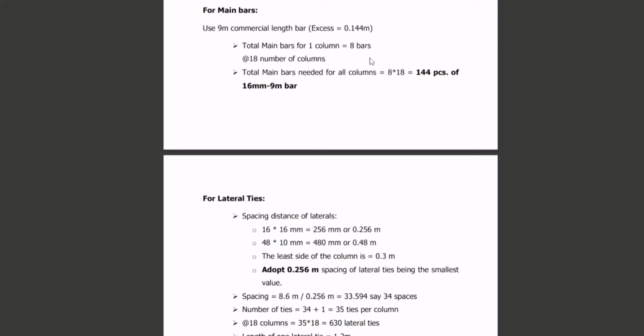So, unang gagawin natin, count natin yung main bars natin. So, main bars for column 1, meron tayong 8 bars. Then, for 18 columns, which is 8 times 18, so 144 pieces of 16mm 9 meter bars.